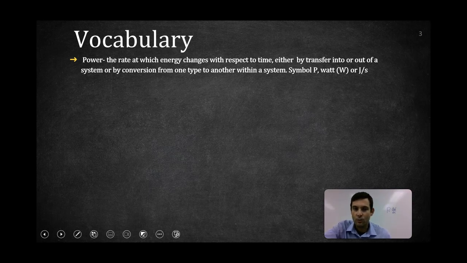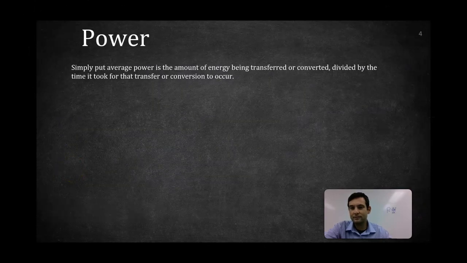Another version of the watt would be a joule per second. Remember that a joule is a kilogram times meter per second squared. Divide that by a second, and we get kilograms times meters per second. So simply put, power is the amount of energy being transferred or converted divided by the time that it took for that transfer or conversion to occur. It's the rate that energy is being transformed.